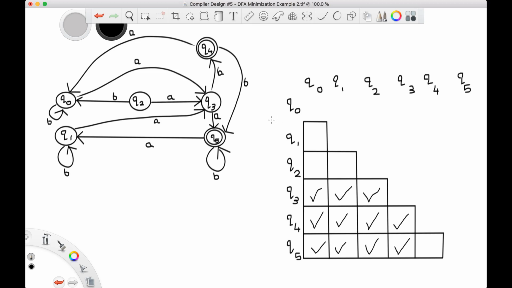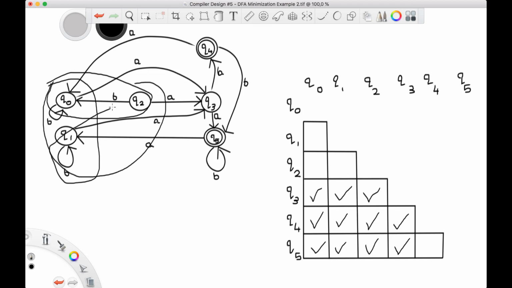So now what do we have? Well, Q0, Q1 is unchecked, so let's circle these. Q0, Q2 is unchecked, so let's circle these. And also Q2, Q1 is unchecked, so we circle these. Now what does this mean? Well, let's just make that circle a bit better.